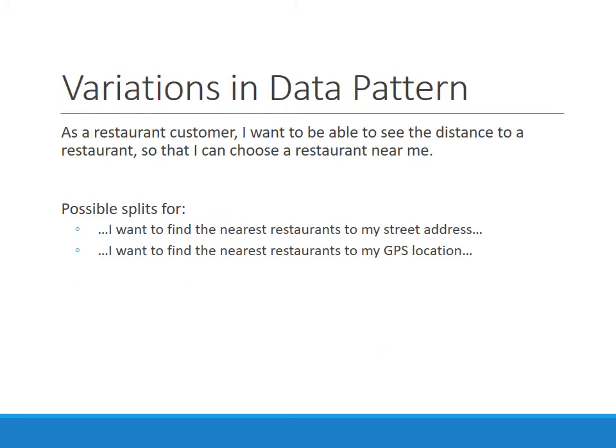The variations in data pattern is typically around different ways that you could search for or find information. So as a restaurant customer, I want to be able to see the distance to a restaurant so that I can choose a restaurant near me. Now I might have different ways to be able to find that out with street address or a zip code or GPS or what have you. And so I can look for patterns like that to possibly split out new stories of, I want to find the nearest restaurants to my street address, for example, or I want to find the ones near my GPS location, and do those independently and individually.